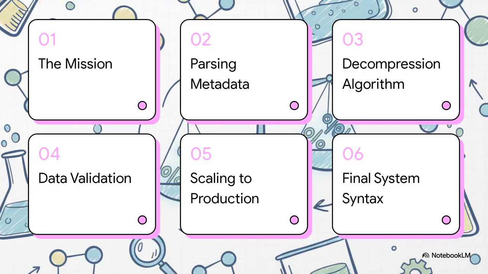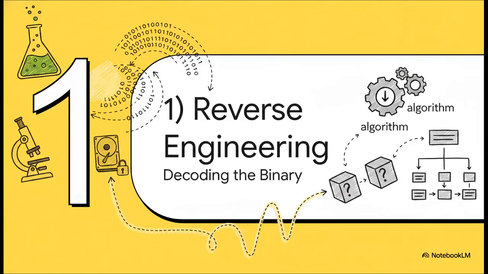Here's our execution plan. We're going to run through the reverse engineering mission, parsing the metadata, the decompression algorithm, data validation and rounding, scaling to production build, and finally, final system syntax. Let's get to it. Starting with Section 1, the reverse engineering mission, where we decode the binary.